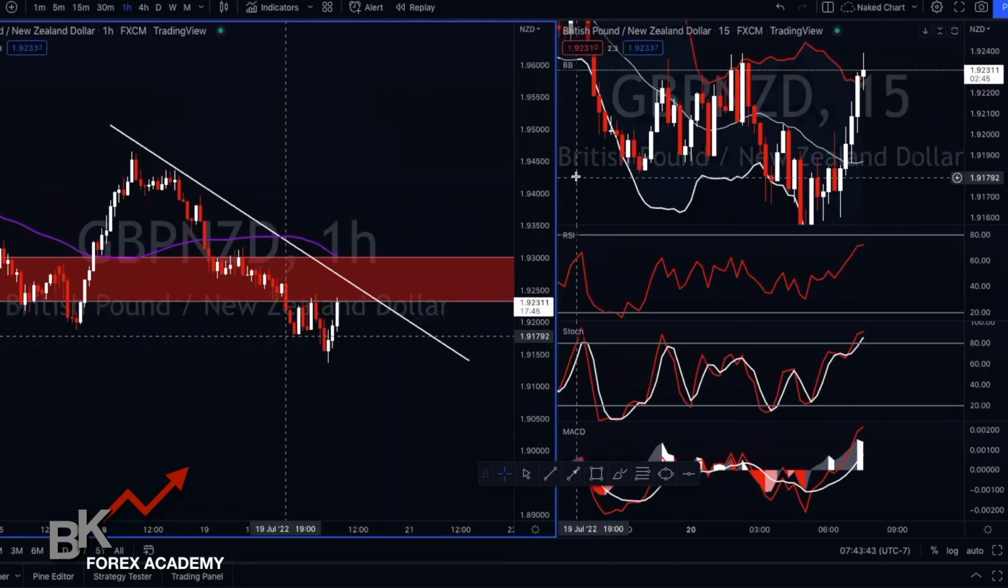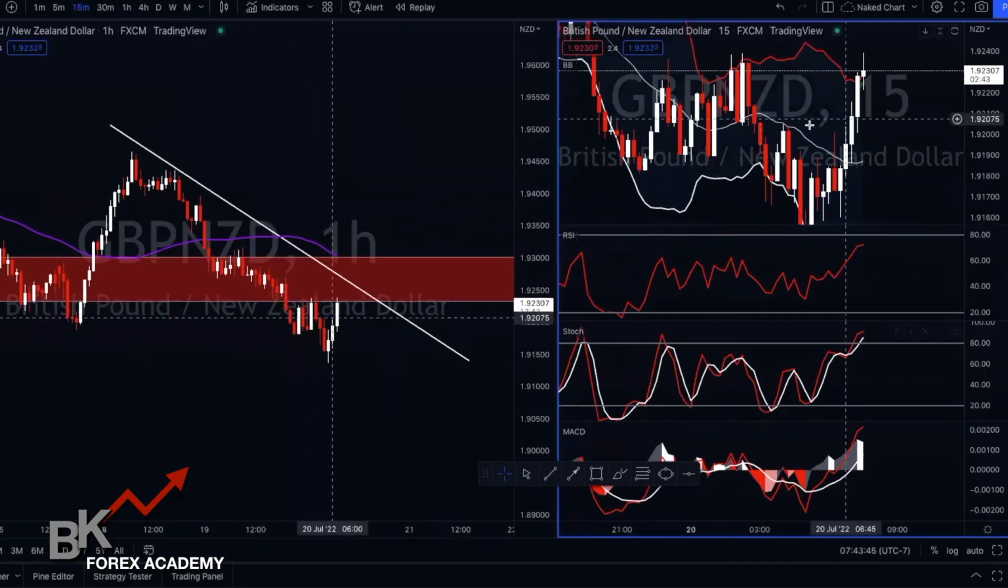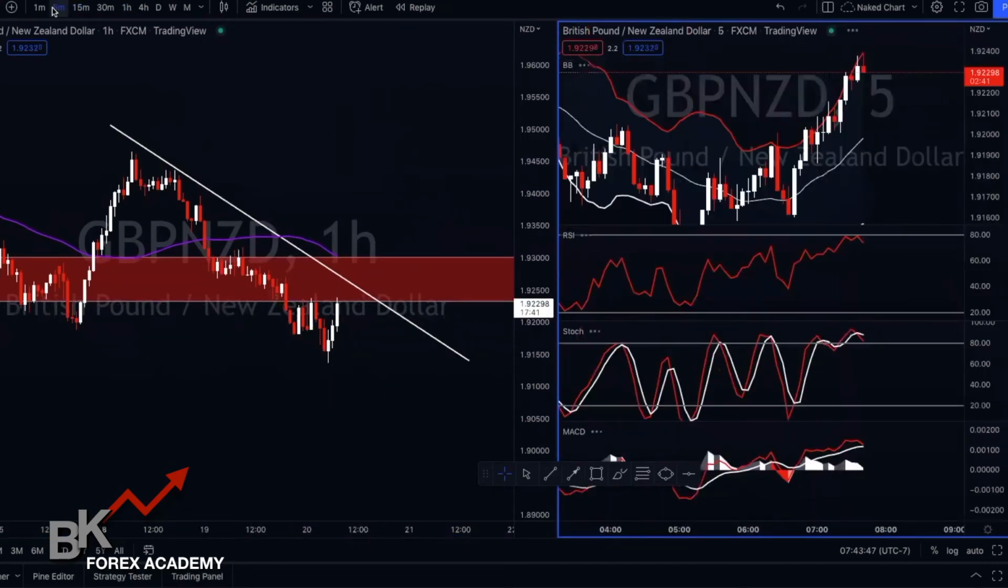And I'm going to look at the 5 minutes. So beautiful. This is what we want to see. Everything pointing up. I'm going to look at my 5 minute. There's my 5 minute confirmation right there.